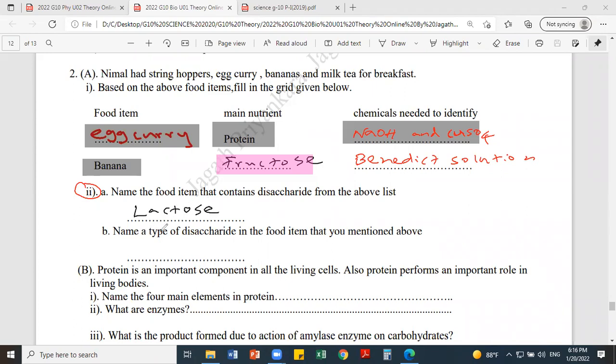Next one, B. Name a type of disaccharide in the food item that you mentioned above. Here you had written milk tea and then you had written lactose. Yes, okay, sorry. This is milk tea. Milk tea contains lactose. So I gave the answer for part B: lactose present in milk.